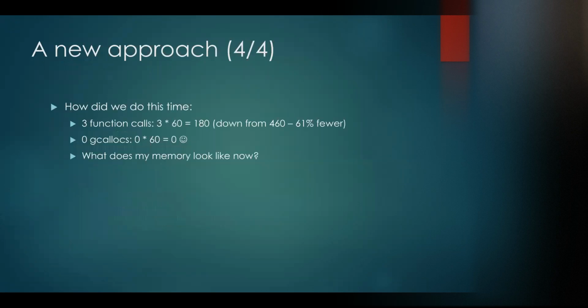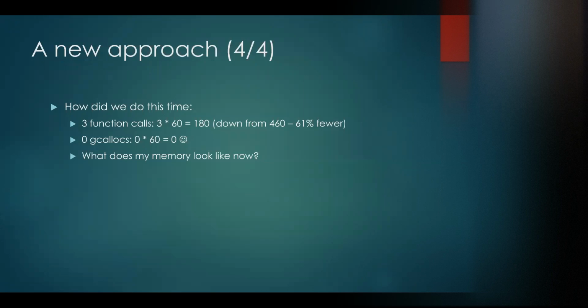So let's see how we did this time. Wow, we have only 3 function calls this time. It's way better. Down from 7. So 3 times 60, 180 function calls instead of 420. That's 61% fewer function calls, which is a huge win. We have no allocations. Everything is allocated beforehand. So effectively, 0 allocations times 6 is 0.